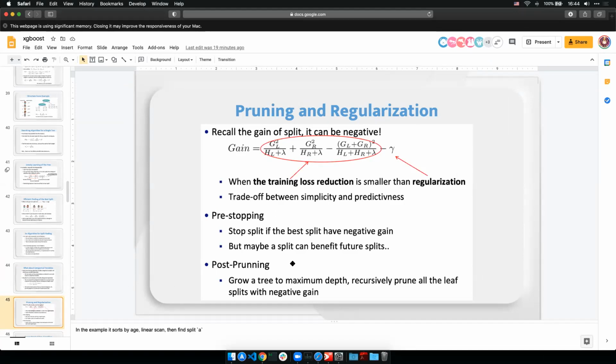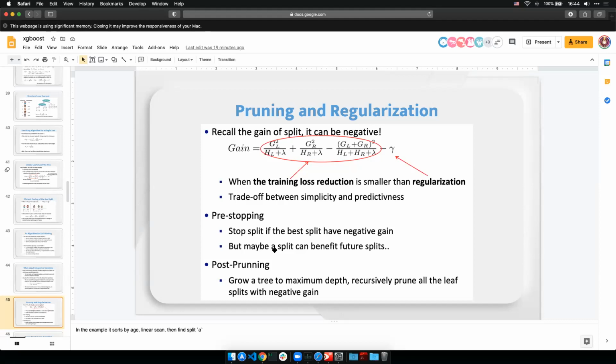Here there are two types of pruning that we can do. One is called pre-stopping. For example, stop splitting if the best split has negative gain. If that's the case, we just do not split anymore. But the problem is that a split can benefit future splits, because again, this is a greedy algorithm. Maybe the best split gives us, say, -2, which is a negative gain, and we want to stop. But maybe from this -2, the next step can give a big gain, like 10. So it's possible, and this is the risk of using pre-stopping. I guess it depends on the context and the task that you work on.